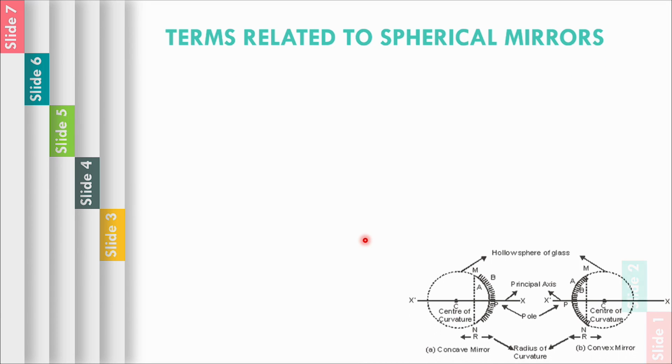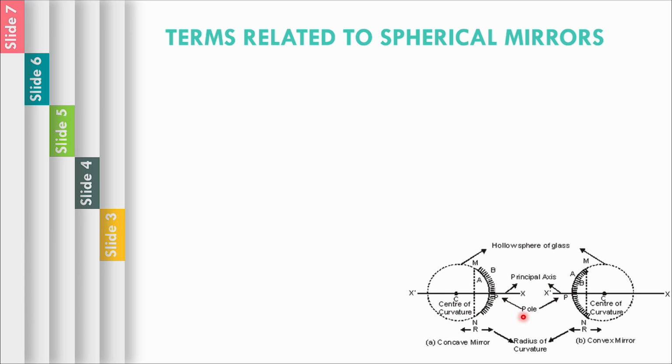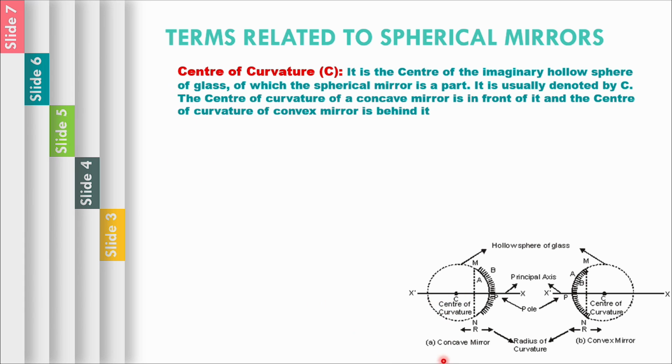What are the different terms? I already said that they are the center of curvature, pole, principal axis, and aperture. So here it is. First, let us consider the center of curvature. The center of curvature is the center of the imaginary hollow sphere of glass, of which the spherical mirror is a part. See the dotted line in both the mirrors. Or in other words, you have to draw an imaginary circle with C as the center and radius equal to PC. What is PC? It is the radius of curvature.